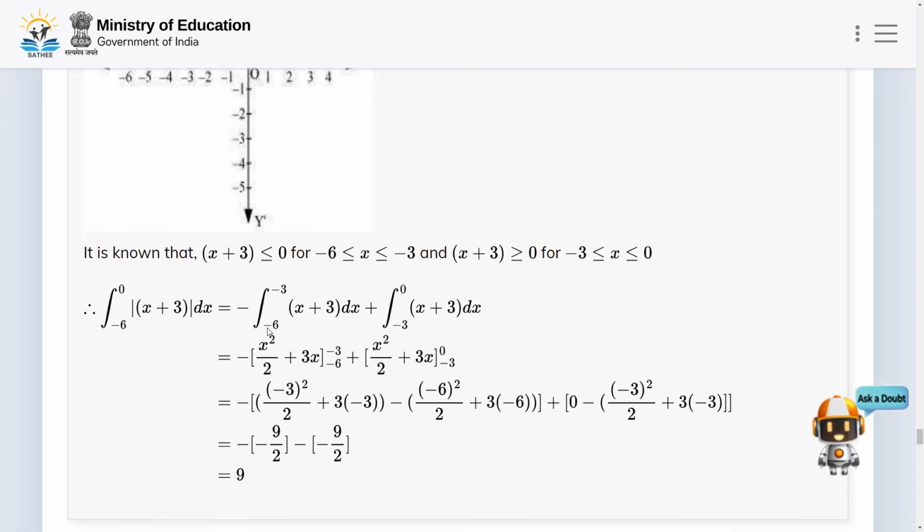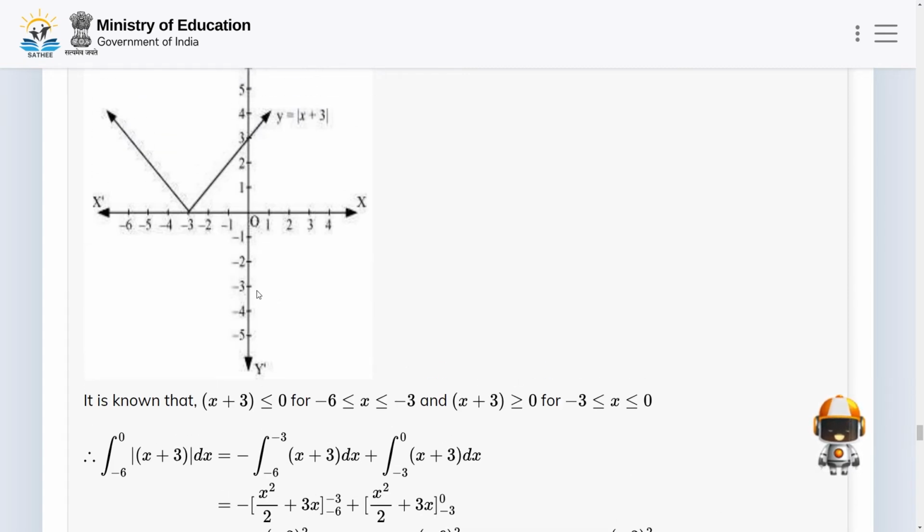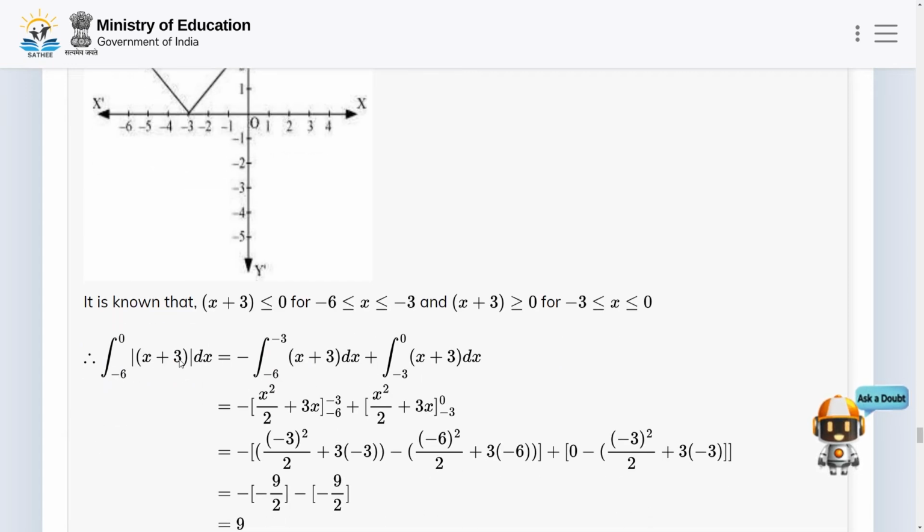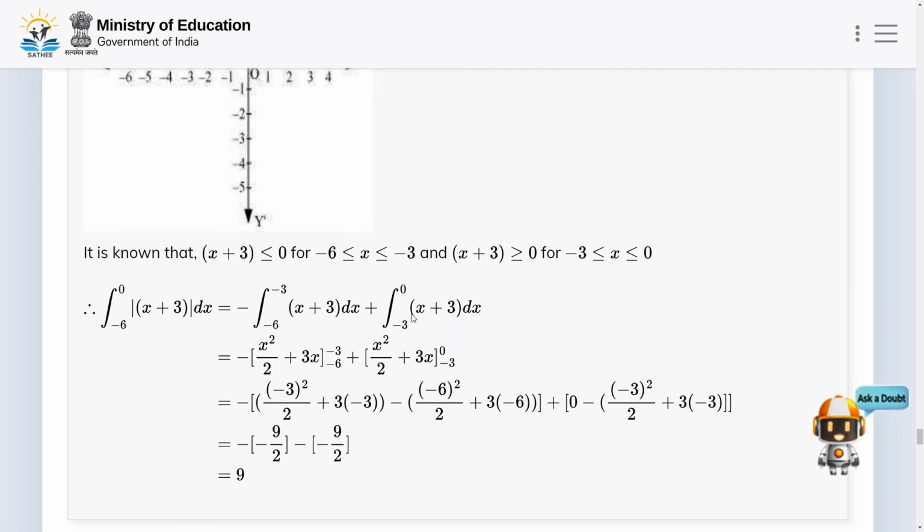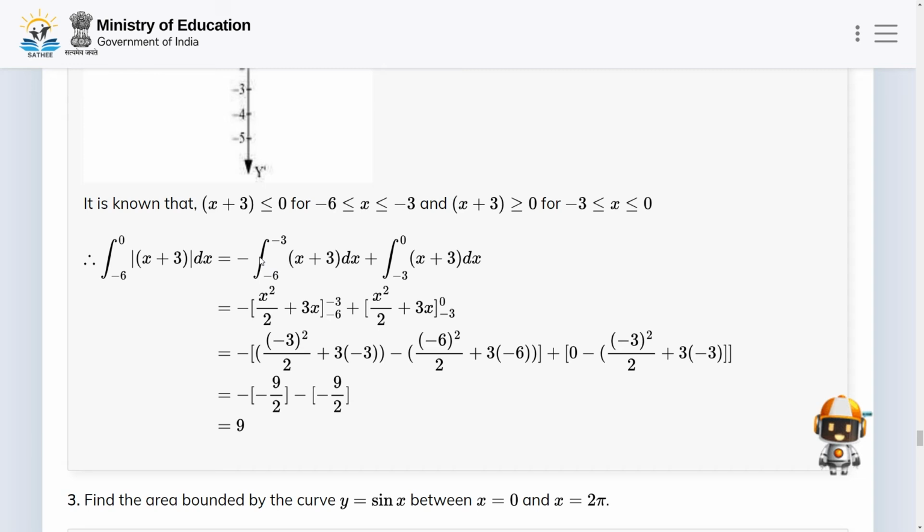And in this interval -6 to -3, your x plus 3 will be negative. This means the modulus will be negative of x plus 3, and in this interval it will be positive. This means just positive. Just integrate it. Keep in mind that this minus sign is there.